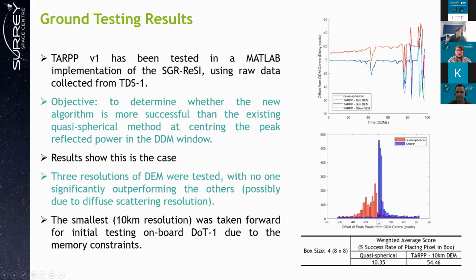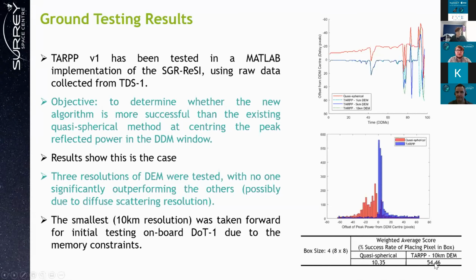What was interesting was, as I mentioned, I tested 3 resolutions of DEM, 1, 5, and 10 kilometer horizontal resolution, and they didn't really show that many differences in their performance. I think that's possibly due to the scattering resolution of the actual signals themselves. As they're all fairly equivalent, the smallest one was taken forward for testing on board due to the memory constraints, because even the 10 kilometer resolution in 16-bit signed integers was some tens of megabytes.